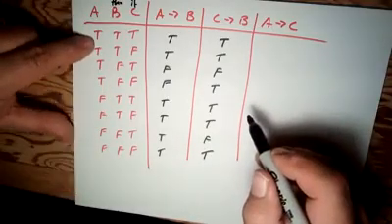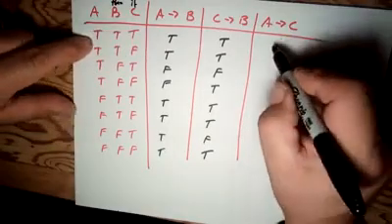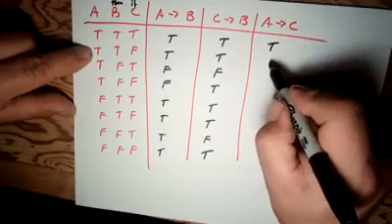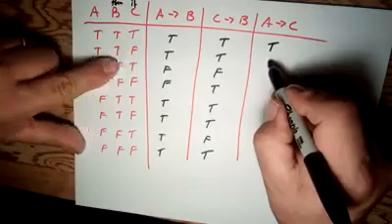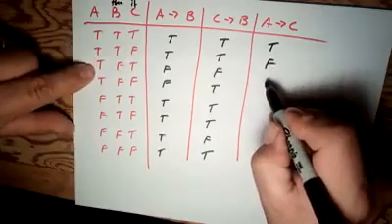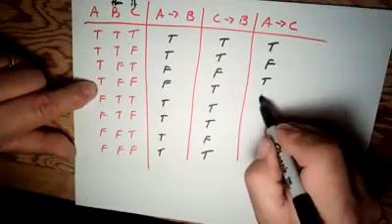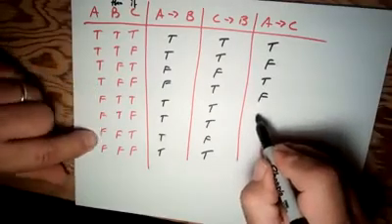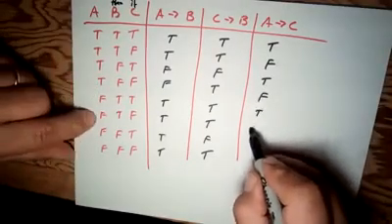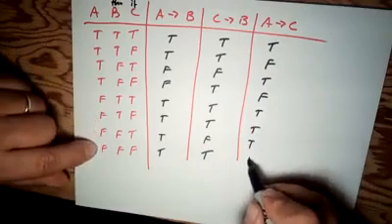And now we go A, then C. True, then true is true. True, then false is false. True, then true is true. True, then false is false. And then true, true, true, true.